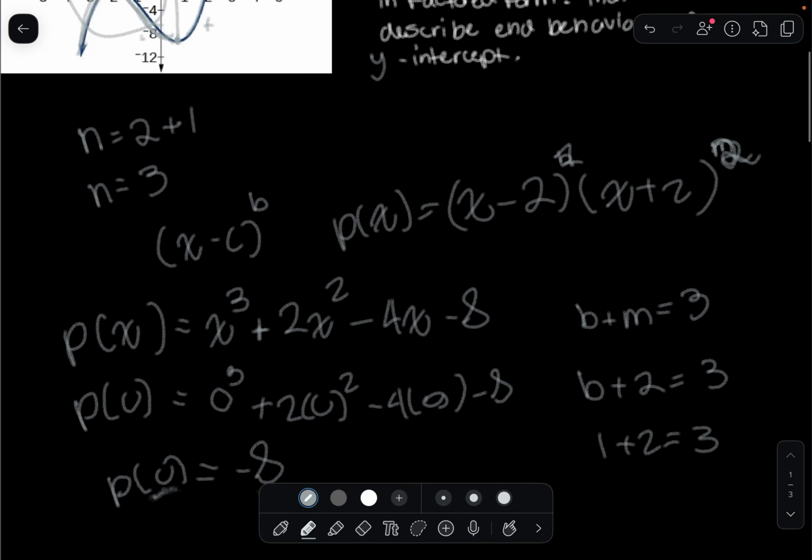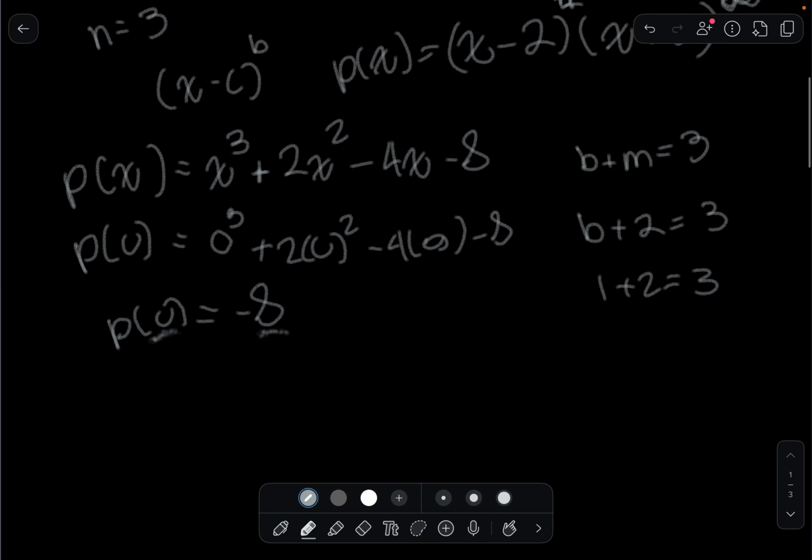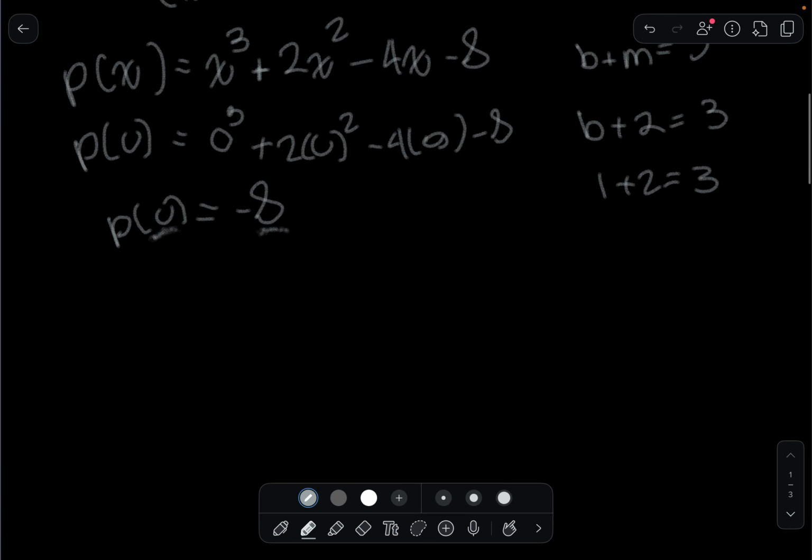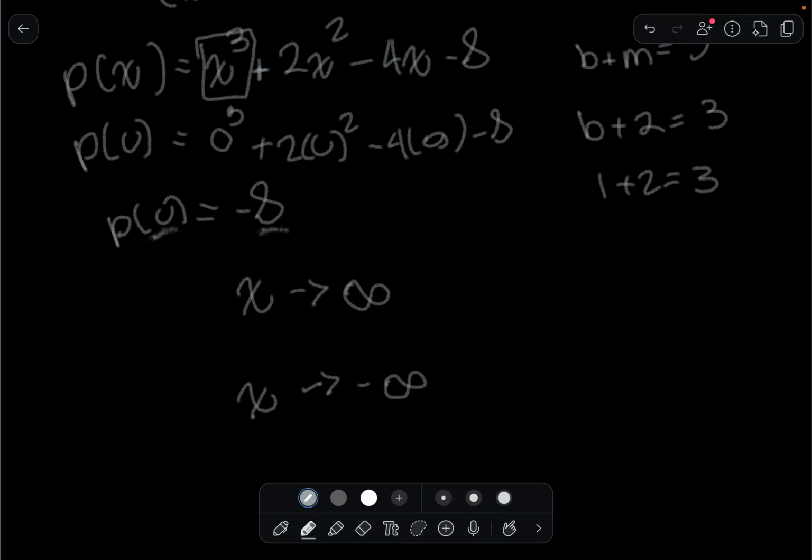Now, the last thing we're going to talk about is the end behavior. The end behavior just means what happens as x gets really, really big or really, really small. So this is as x goes to infinity and as x goes to -infinity. And when we talk about end behavior, the only term that actually matters in a polynomial is its leading term, which is its term with the largest degree, which in our polynomial, p of x, is x cubed.